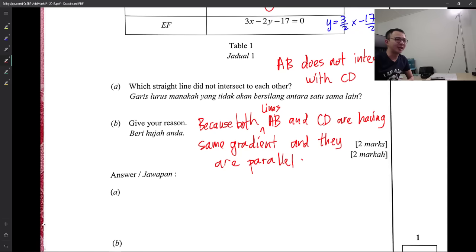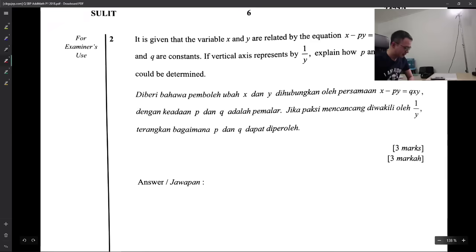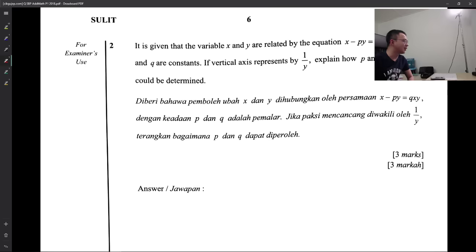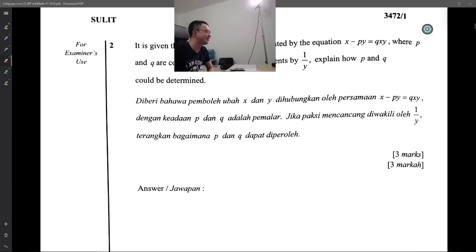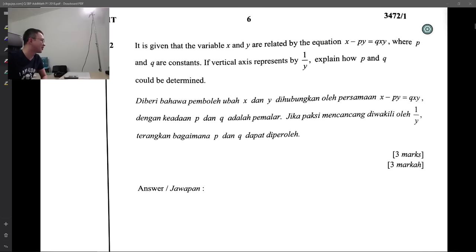Let's move on to the next question. Oh my god, I'm blocking the question, so let me move myself to the other side, because I just do not want to block the question.